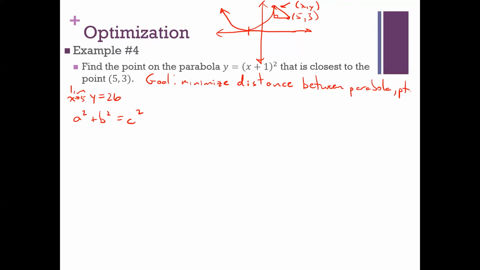How many variables can I really deal with? 2. I have an independent variable and the dependent variable. So I need to somehow get this thing down to 2. So what are the A, B, and C up there represent? Okay. Did you put x squared plus y squared equals d squared? Let's talk about that. X squared plus y squared equals d squared.